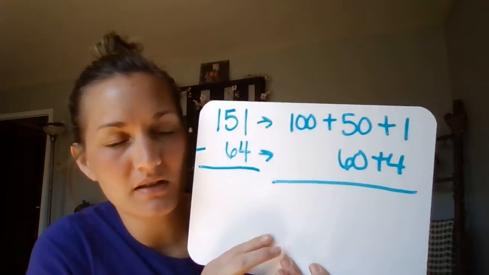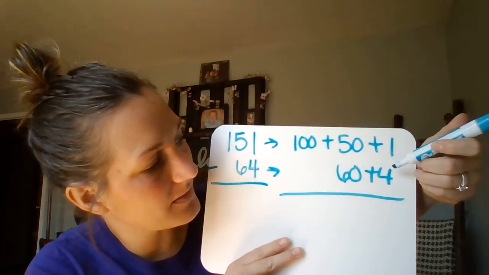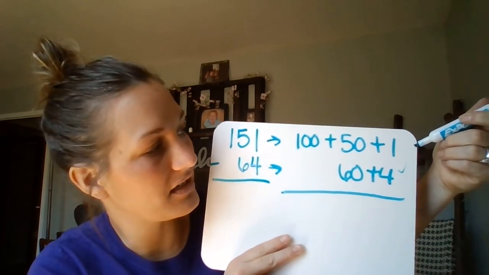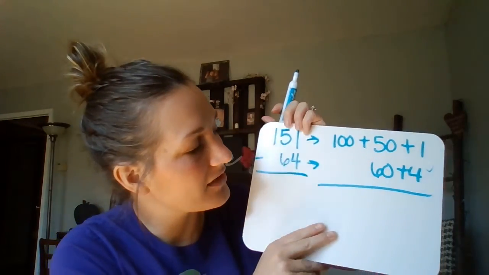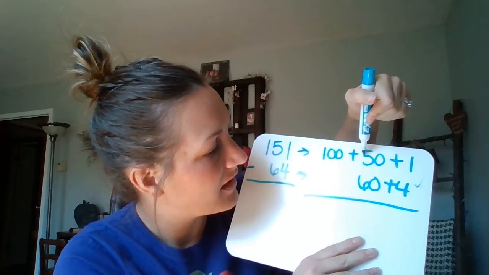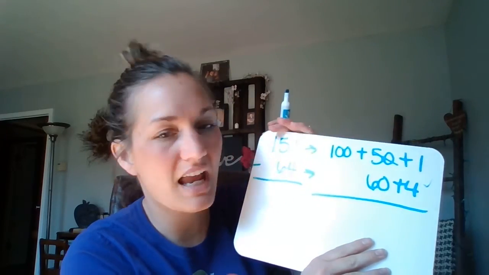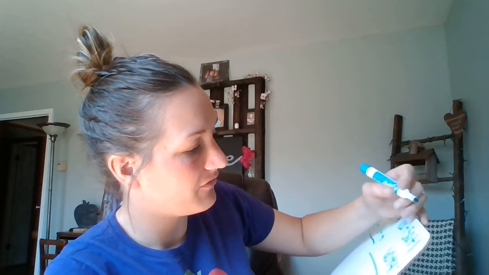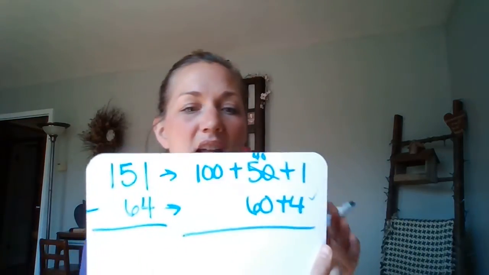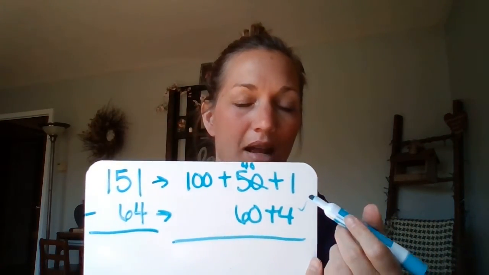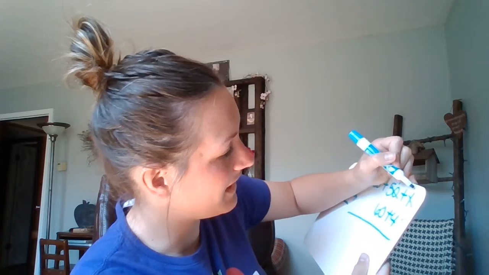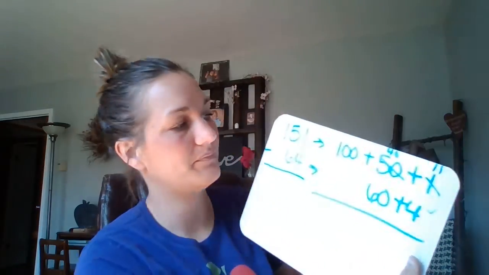So I look at this first, and my ones digit, this number is too big. I cannot subtract it. So the first thing I need to do is go over to the tens, and we're going to borrow a 10 from him, and that would then become 40, because if I'm taking 10 away, it's no longer 50. And then I'm going to add the 10 to this guy. So 1 now becomes 11.